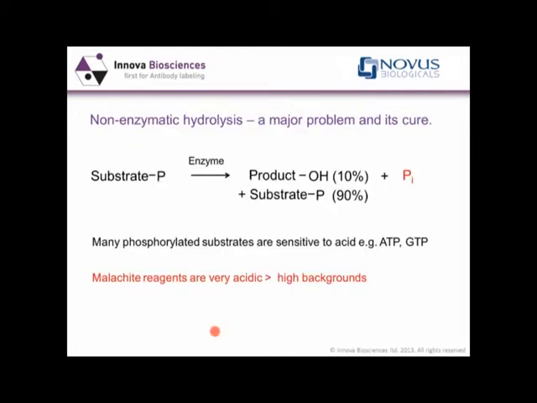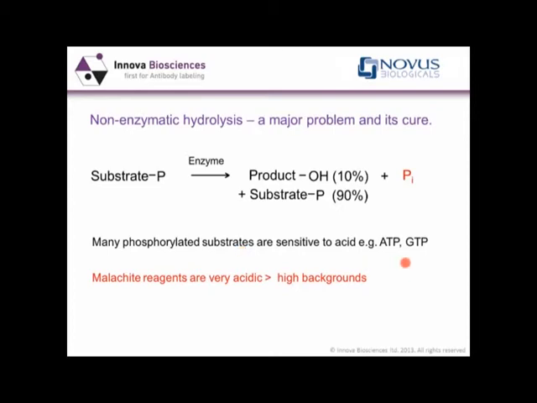Right, non-enzymatic hydrolysis, which I mentioned earlier. This is a major problem, and I can also present the cure for that problem. So here's the reaction again. Phosphorylated substrate, acted on by the enzyme, turned into product. However, as I said, only 10% of the substrate typically should be hydrolyzed in an enzyme reaction. So 90% is still phosphorylated substrate.